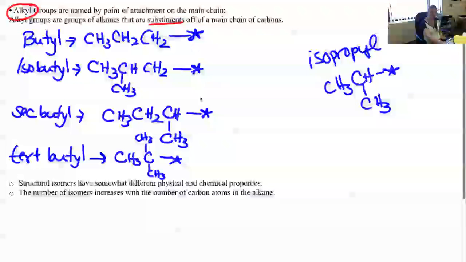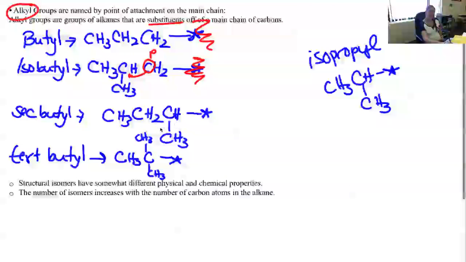All of these little stars here mean that that is my main chain of carbons. So I have some long chain of carbons, and off of that long chain of carbons, I have this. I would call that a butyl. If I had a long chain of carbons here, and off of that chain I had this, I'd call that isobutyl. Because this carbon right here is a primary carbon. It's connected to 1 other carbon.